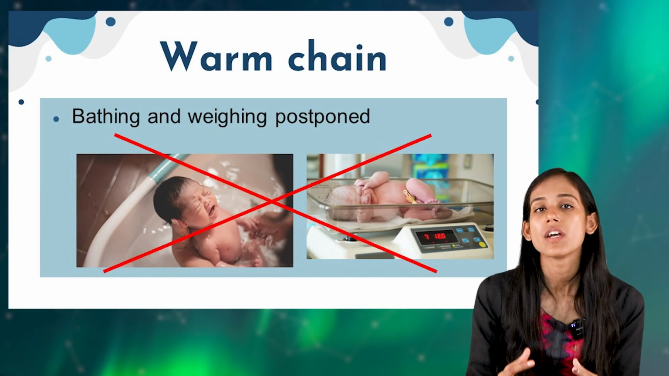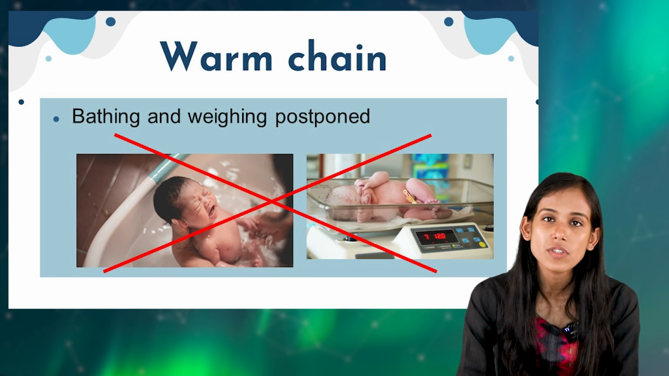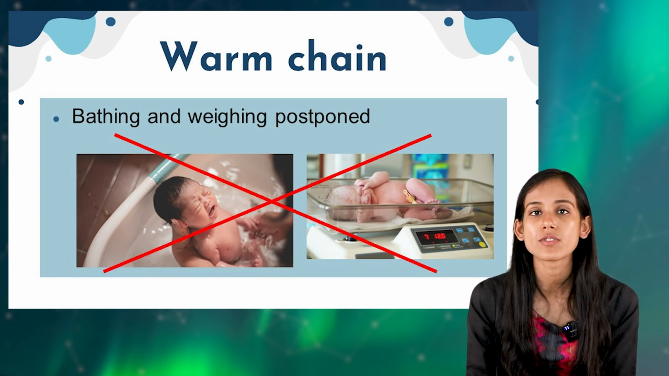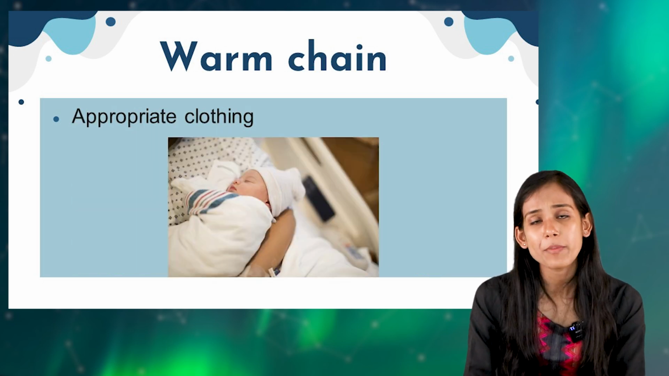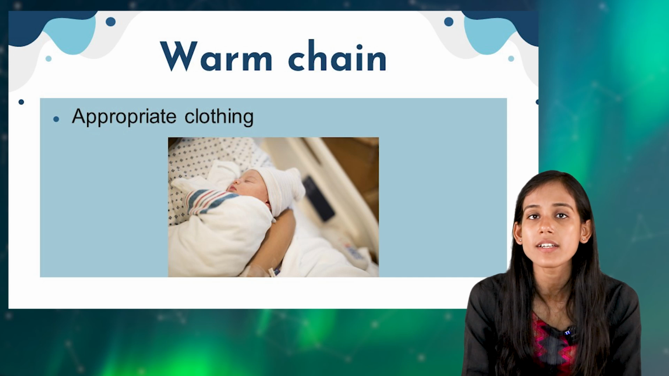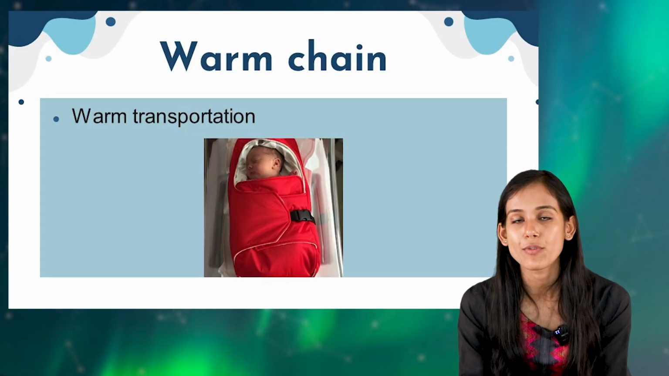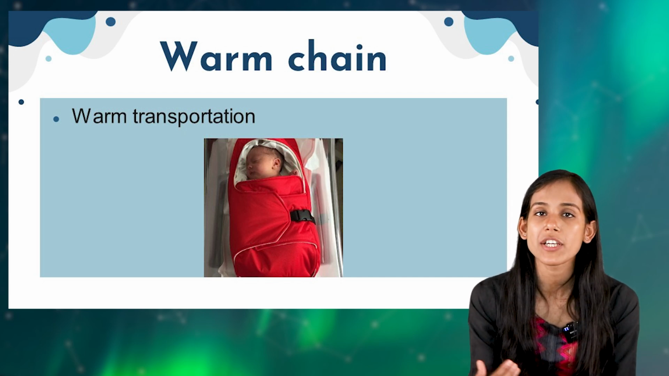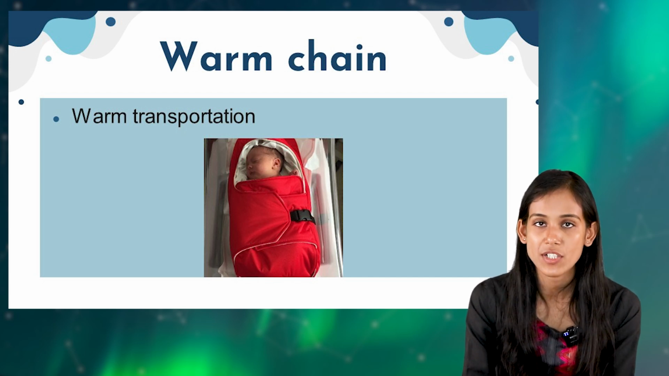We are following a warm chain. Then we also postpone the bathing and weighing of the infant, because that would again expose the infant to cold. We usually postpone that to prevent hypothermia. We also make sure that there is appropriate clothing and practice rooming in, where we keep the infant and the mother together. And if we are taking the neonate from one ward to another, we make sure that while transporting the neonate, temperature is also maintained.